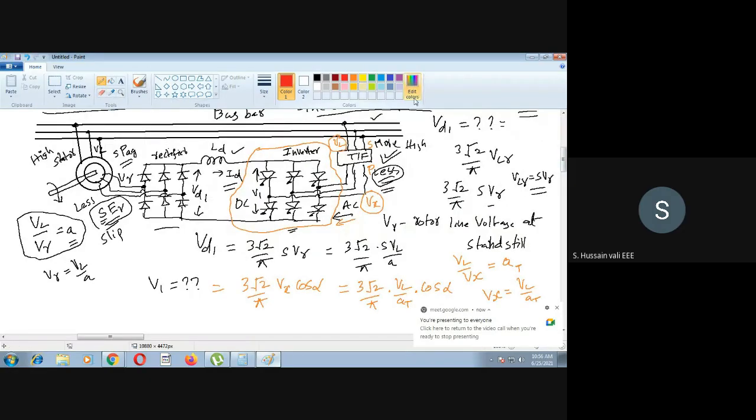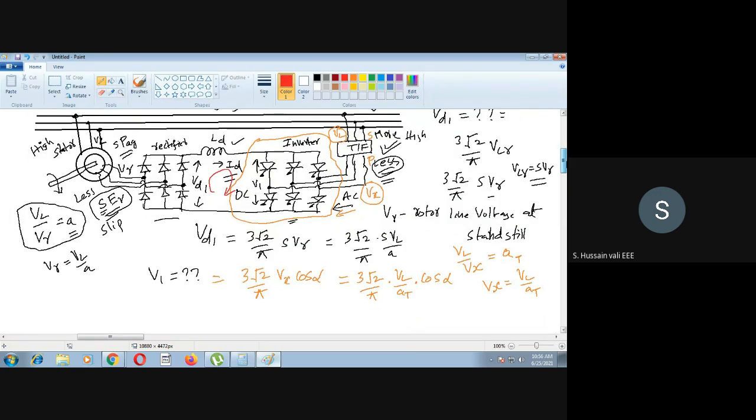We will apply KVL here. So if you apply KVL here, now we know very well that when you give alpha greater than 90, it falls into the second quadrant. If it falls into the second quadrant, what is cos alpha? Cos alpha becomes negative. So then you will find plus here, minus here. Whereas for this DC, you know very well, this is plus, this is minus. I'm just finding out the polarity here. This is minus, this is plus.